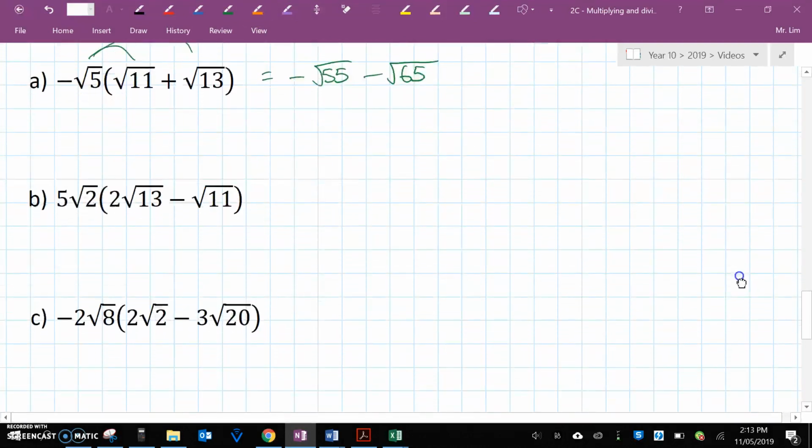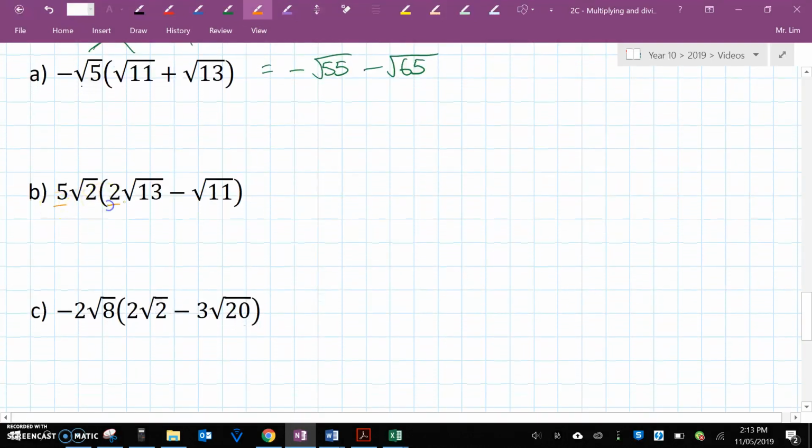Question B. 5 times 2 is 10. Root 2 times root 13 is root 26. Five times minus 1 is minus 5. Root 2 times root 11 is root 22. Again, we can't split 26 or 22 into two numbers where one of them is a square number.